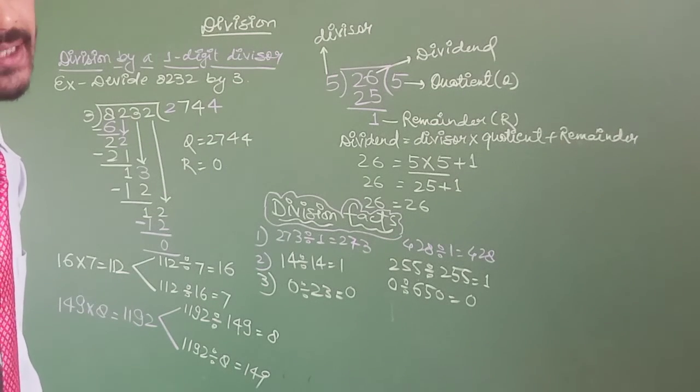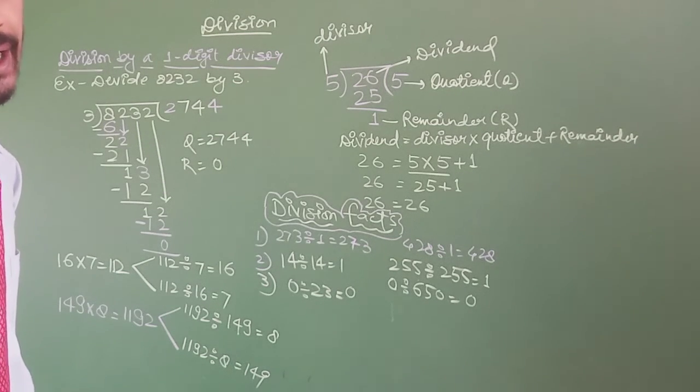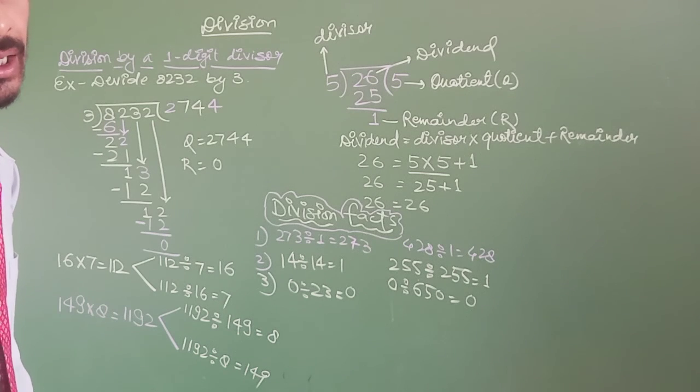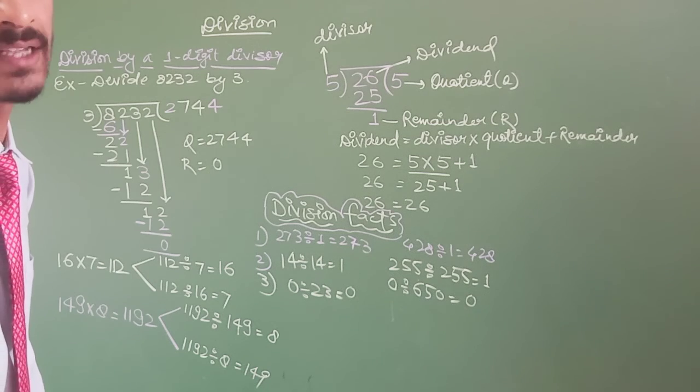Now we have told about checking division, how we can check division. That is the topic, checking division. For checking division, dividend is equal to quotient multiply divisor plus remainder.